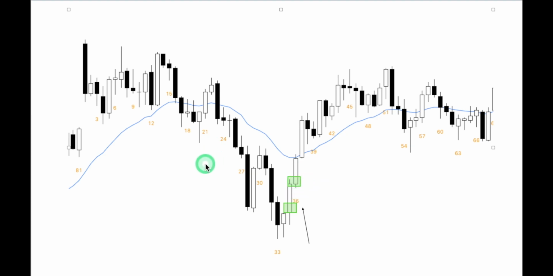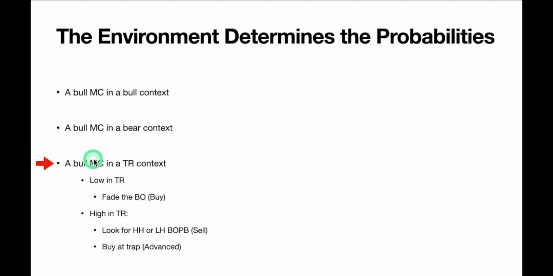So another example of when you're in trading range environments, you want to wait for breakout pullback entries. So strong microchannel, you want to buy, but you don't want to buy the first breakout. You want to wait for the second breakout or the second reversal. The second option, when we're high in a trading range and we have a bull microchannel, is to look to buy at the trap price.